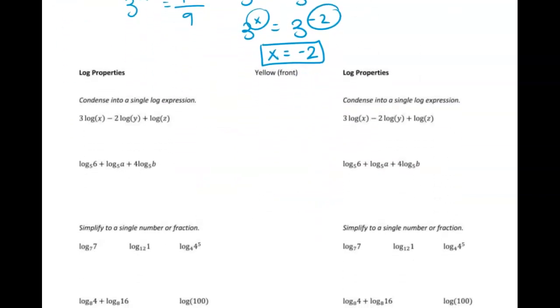Now we have log properties. So let's do both of them. Why not? You can fast forward if you don't want to hear it, or not listen to this at all.